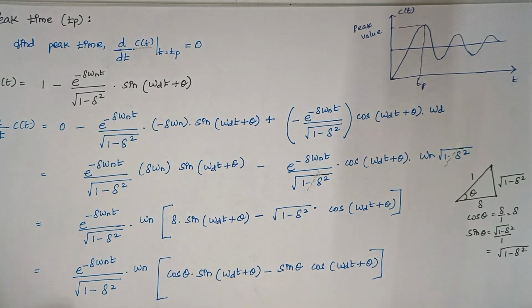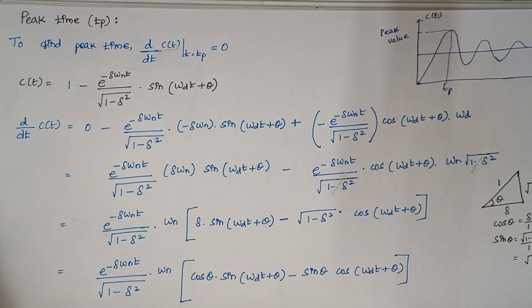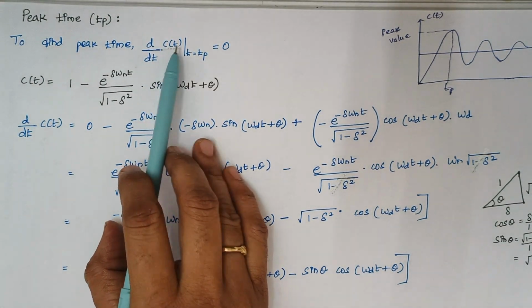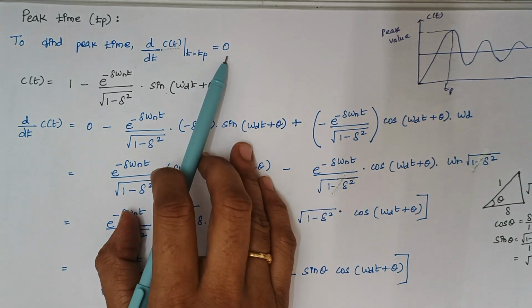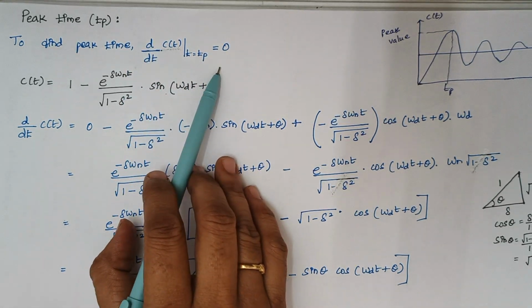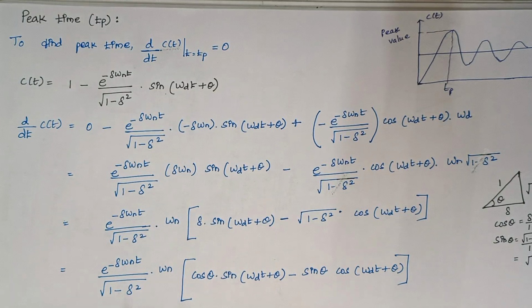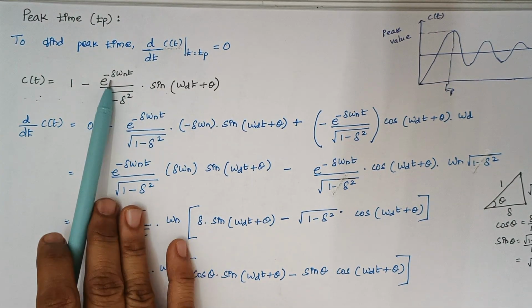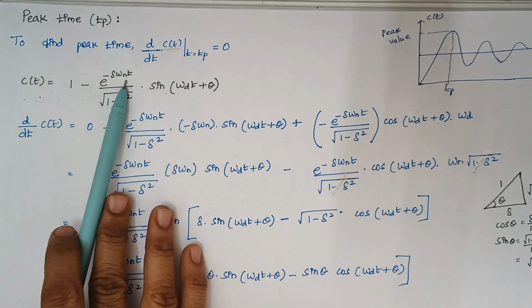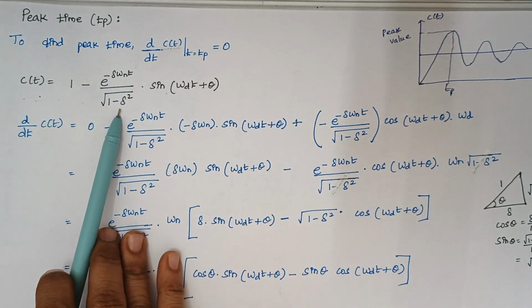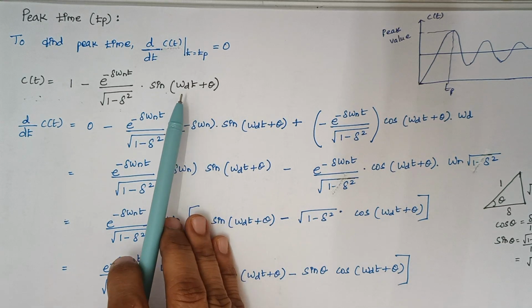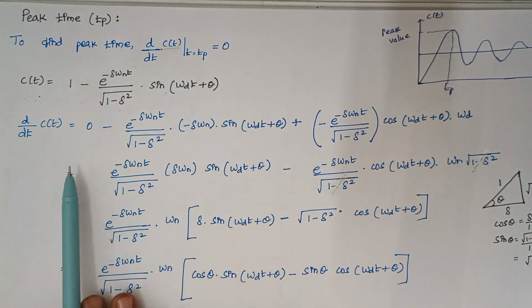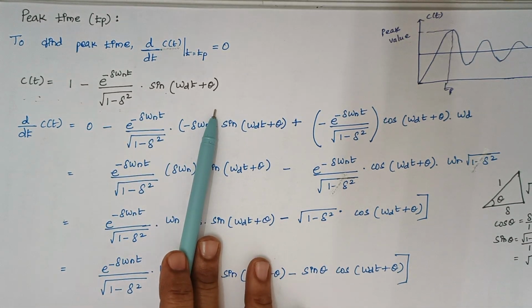To find the peak value, our first step is to differentiate this time expression and finally equate it to 0. This is our expression: C of t is equal to 1 minus e power minus zeta omega n t by root of 1 minus zeta square into sine omega d t plus theta. The first step is to differentiate this expression.